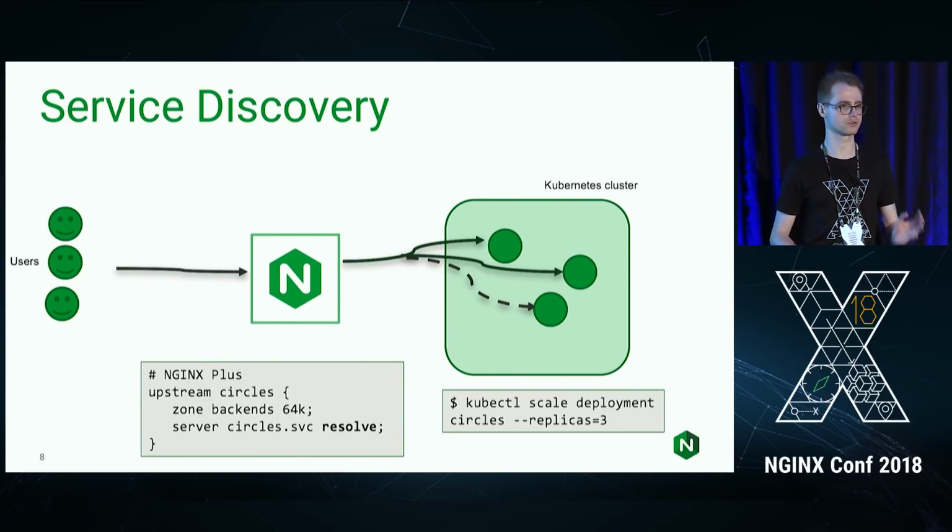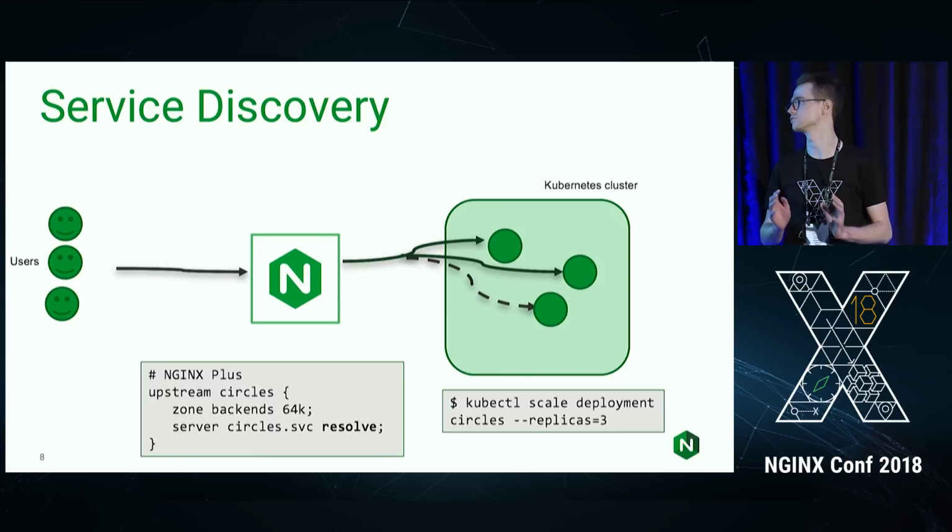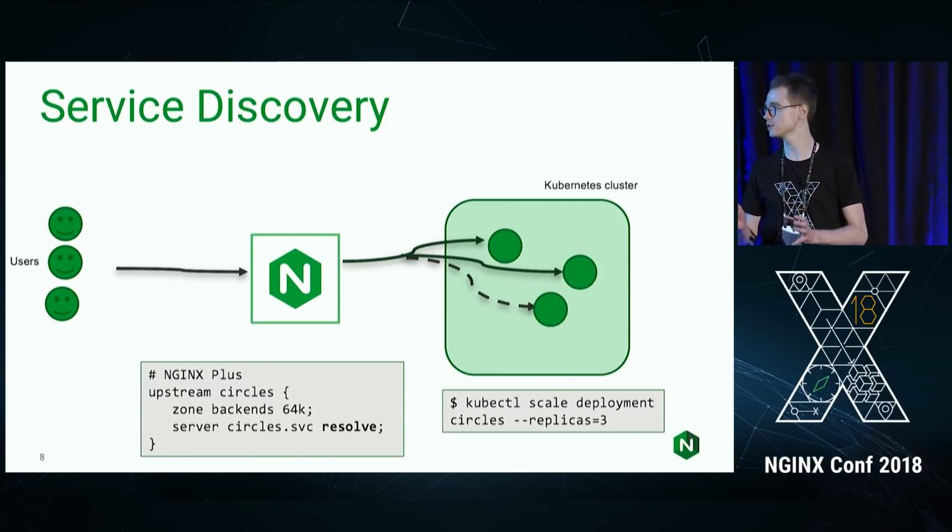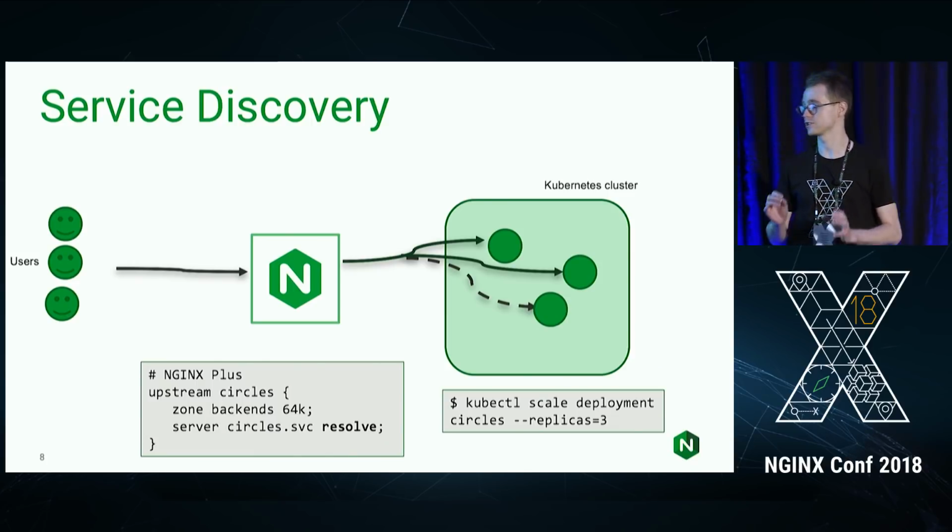Well, with NGINX open source, you will actually need to edit configuration files and do a reload. NGINX Plus can automatically discover backend pods using DNS. So the 3rd pod that was just created will be automatically discovered by NGINX.